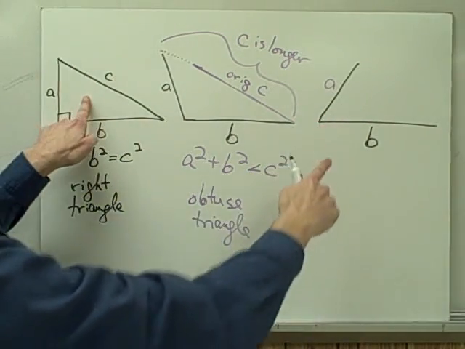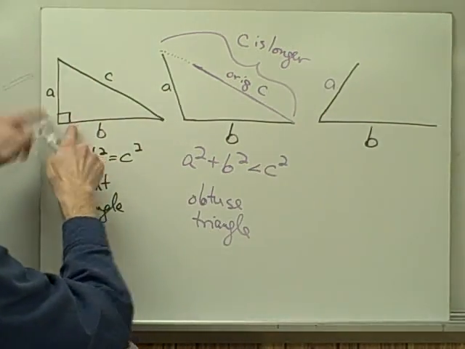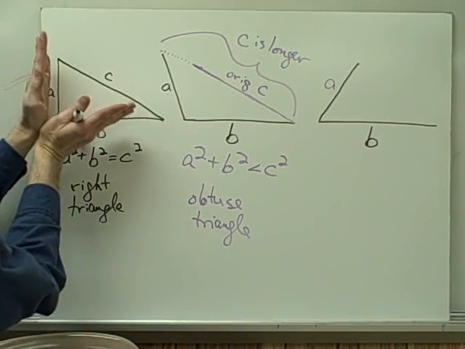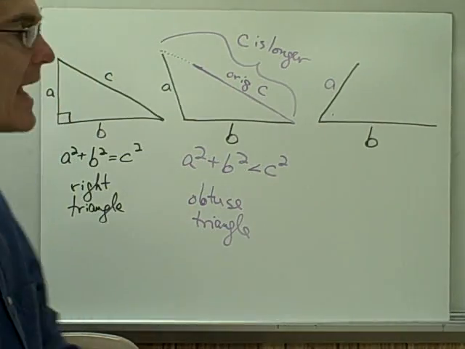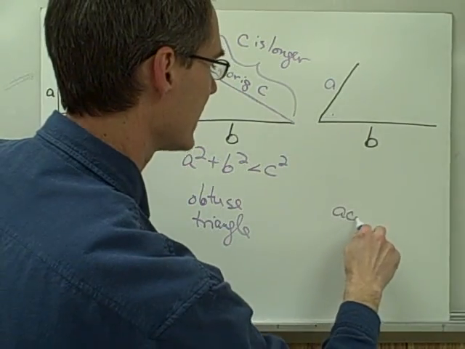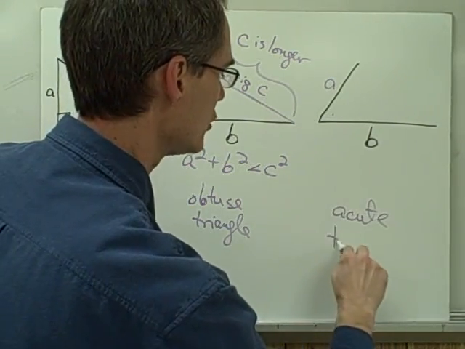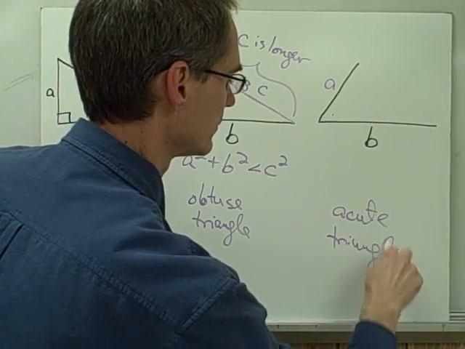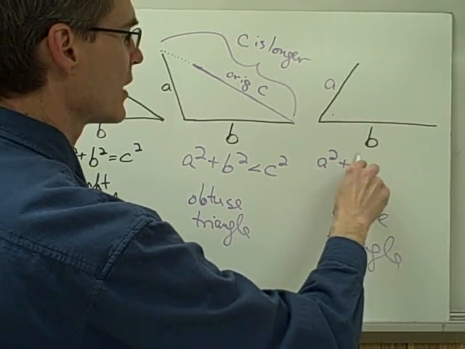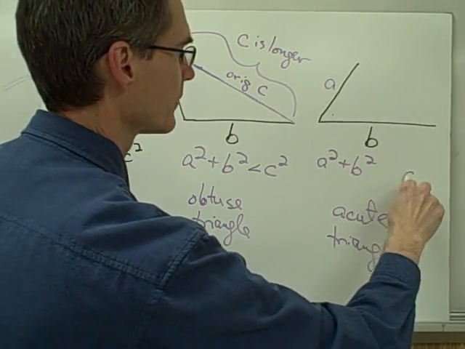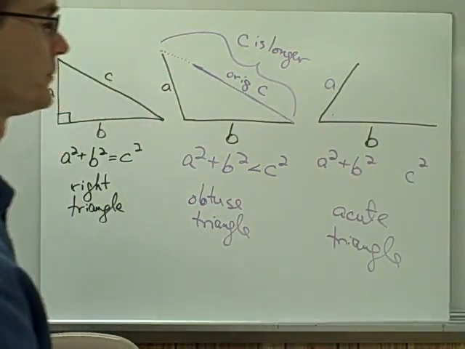Let's do the same thing where we take this triangle and now, instead of making that angle bigger, I'm going to make it smaller. In other words, I'm going to make this into an acute angle, which means I'm now going to have an acute triangle. Well, what then is going to be the relationship between a squared plus b squared and c squared?